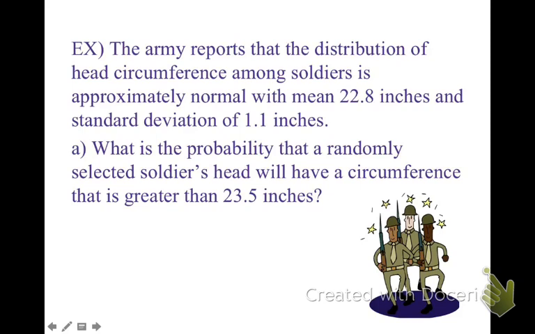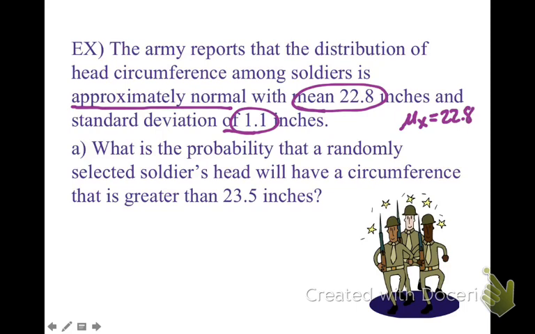In our first example, we're looking at the Army. They report the distribution of head circumference among soldiers is approximately normal, with a mean of 22.8 inches and a standard deviation of 1.1 inches. So this is the mean for any individual soldier's head. On average, a soldier's head has a circumference of 22.8 inches and a standard deviation of 1.1.